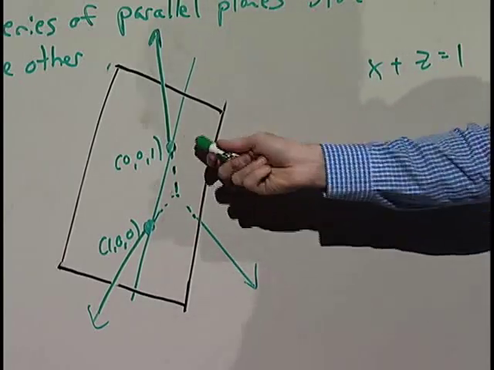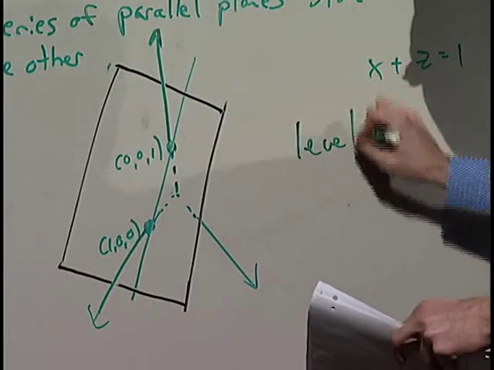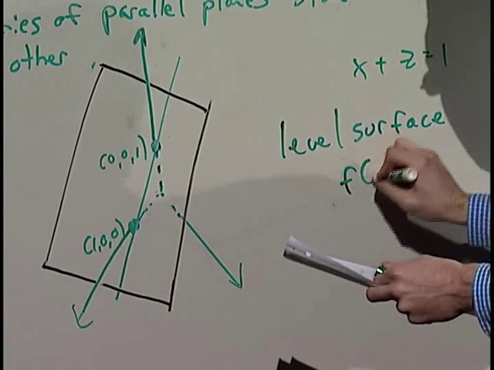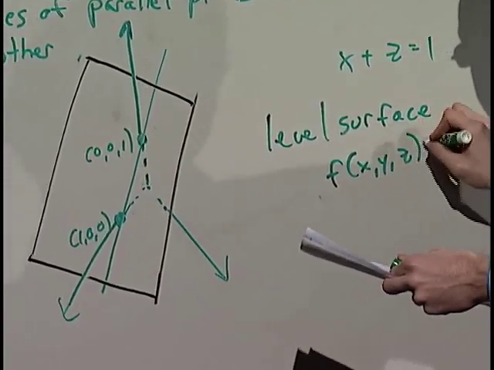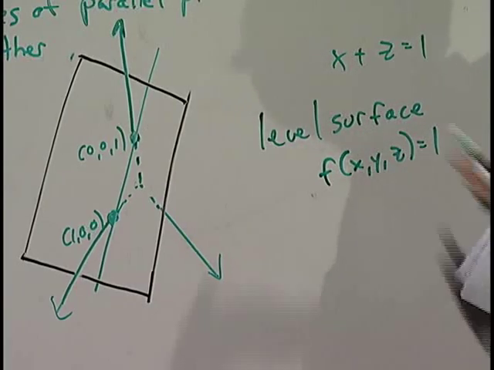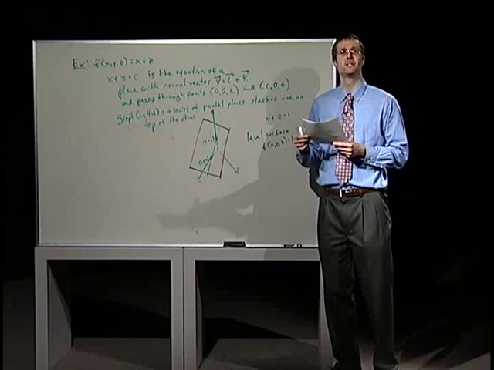So this may be the best drawing I've ever done up here. This is a graph of the level surface f of x, y, z equals 1, right? And that's about the best we're going to do for graphing 4D, certainly on a whiteboard. Okay, so that concludes functions of several variables.